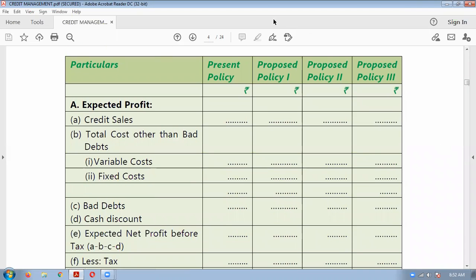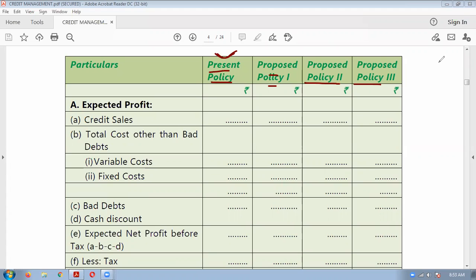Just as we have already discussed, there will be a present policy which the organization may be following at present. Sometimes the organization may think of changing the policy. So that will be proposed policy 1. Then there will be alternatives 2, 3, like that. The organization will think of various alternatives and compare them with the present policy, and out of this you have to select the best policy. Sometimes the present policy may be the best, so we will reject all the proposed policies, based on the calculation.